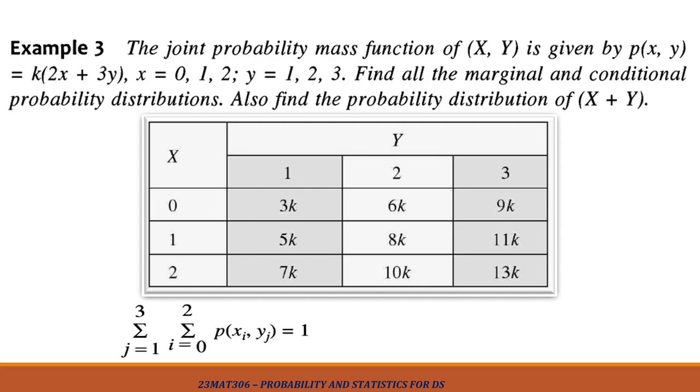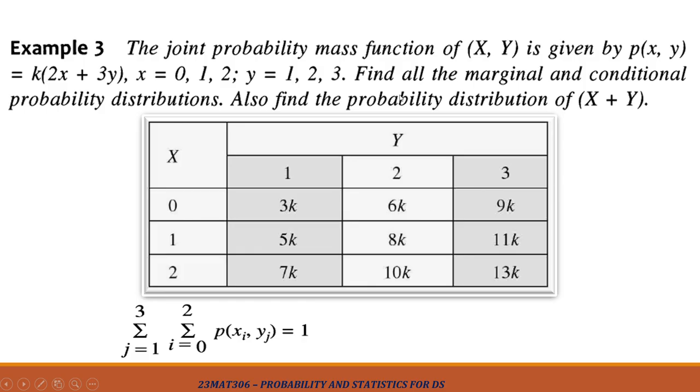Next, in example 3. Here also the probability mass function is given, and X and Y values are given. X varies from 0 to 2 and Y varies from 1 to 3. And the joint probability function is also given. What we have to find is the probability distribution of X plus Y. That means double summation, I varies from 0 to 2, J varies from 1 to 3. We have to know the probability values always equal to 1.